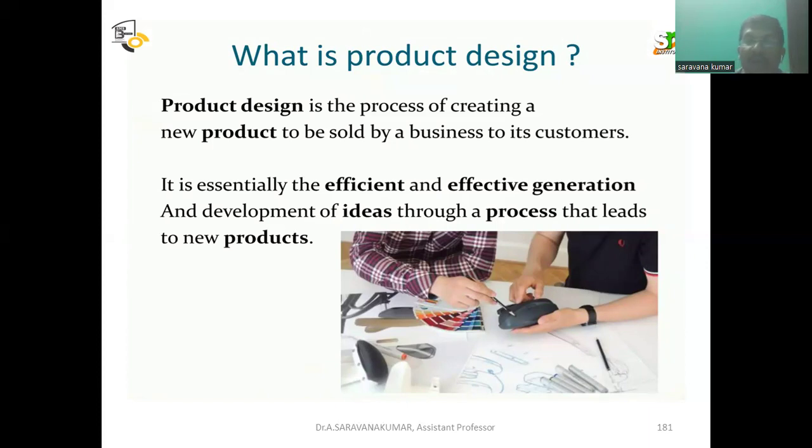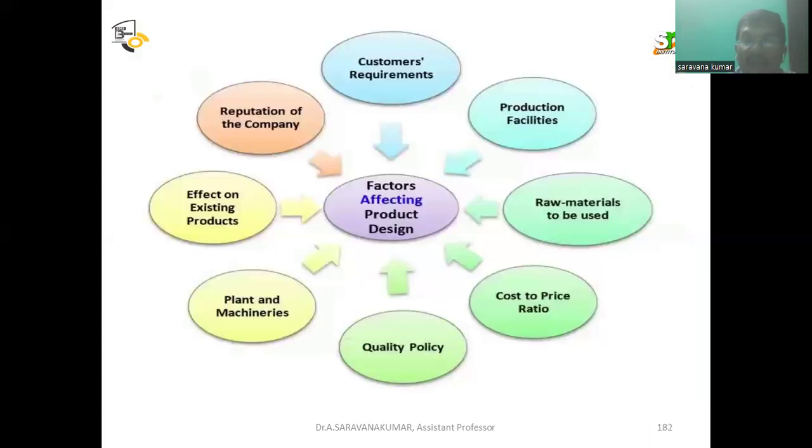For example, in your product design, you are going to patent it yourself. That is product design, and you are also going to file and publish your patents. So that is product design. So in product design, what are the factors affecting the product design?